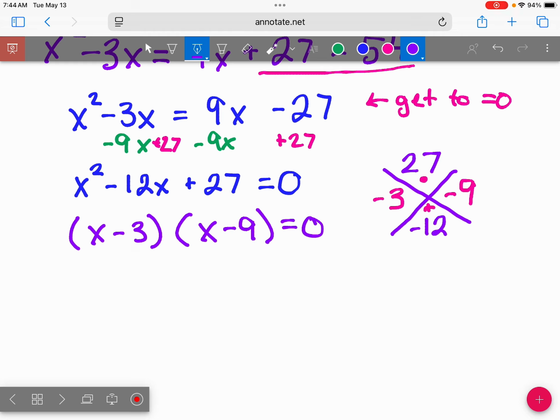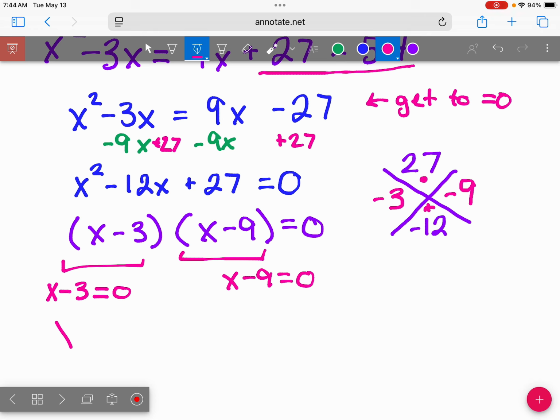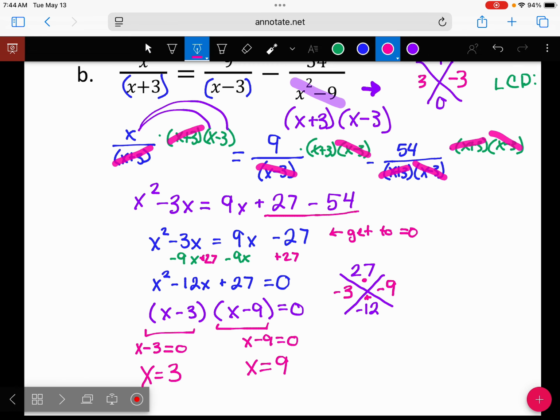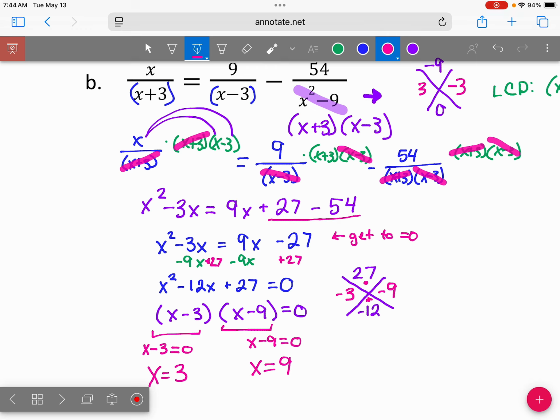So what are we getting as our possible solutions here? What are our answers? Yeah. So we set each of these factors equal to 0. Our x minus 3 equals 0, and our x minus 9 equals 0, which gives us solutions at x equals positive 3 and x equals positive 9. So we have 2 possible solutions here. What we get to do now is check them. We have to go up and check them.